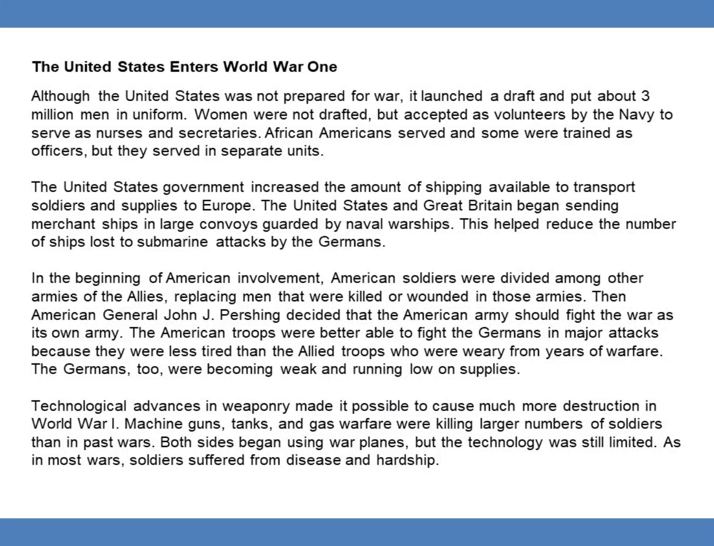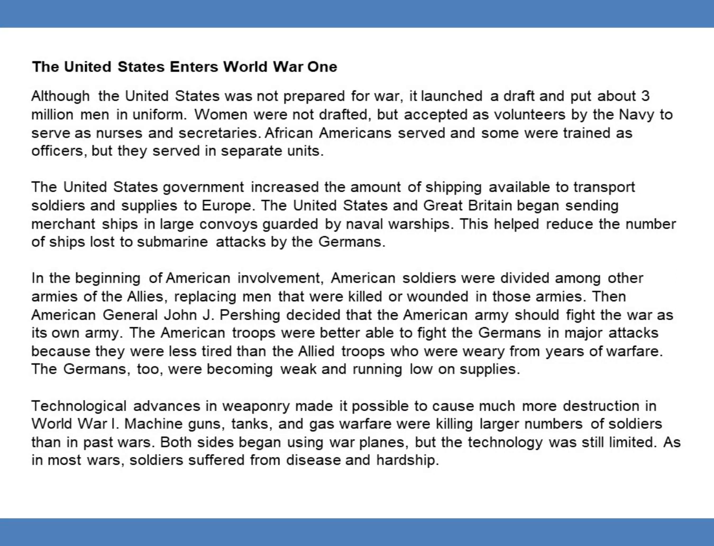The United States government increased the amount of shipping available to transport soldiers and supplies to Europe. The United States and Great Britain began sending merchant ships in large convoys guarded by naval warships. This helped reduce the number of ships lost to submarine attacks by the Germans. In the beginning of American involvement, American soldiers were divided among other armies of the Allies, replacing men that were killed or wounded in those armies.